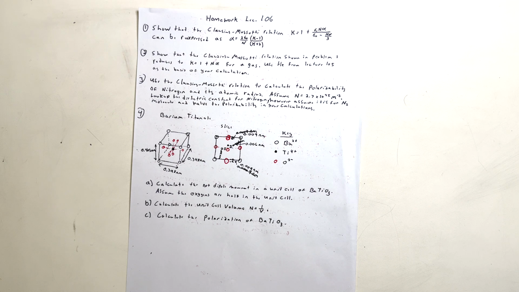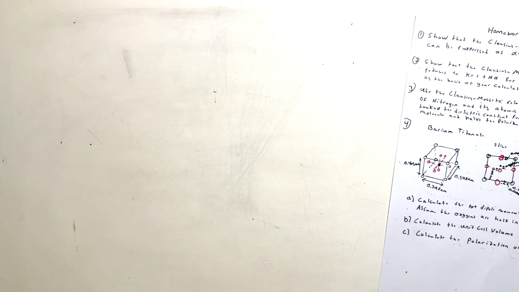All right, problem number 3. Use the Clausius-Mossotti relation to calculate the polarizability of nitrogen and its atomic radius. Assume that we use the usual density for gases, the 22.4 liters per mole. Look up the dielectric constant for nitrogen. However, assume it is for the N2 molecule and halve the polarizability in your calculations. That's just a hint, and I'll show you what I mean by that as we get into it. Let's see here. Number 3.